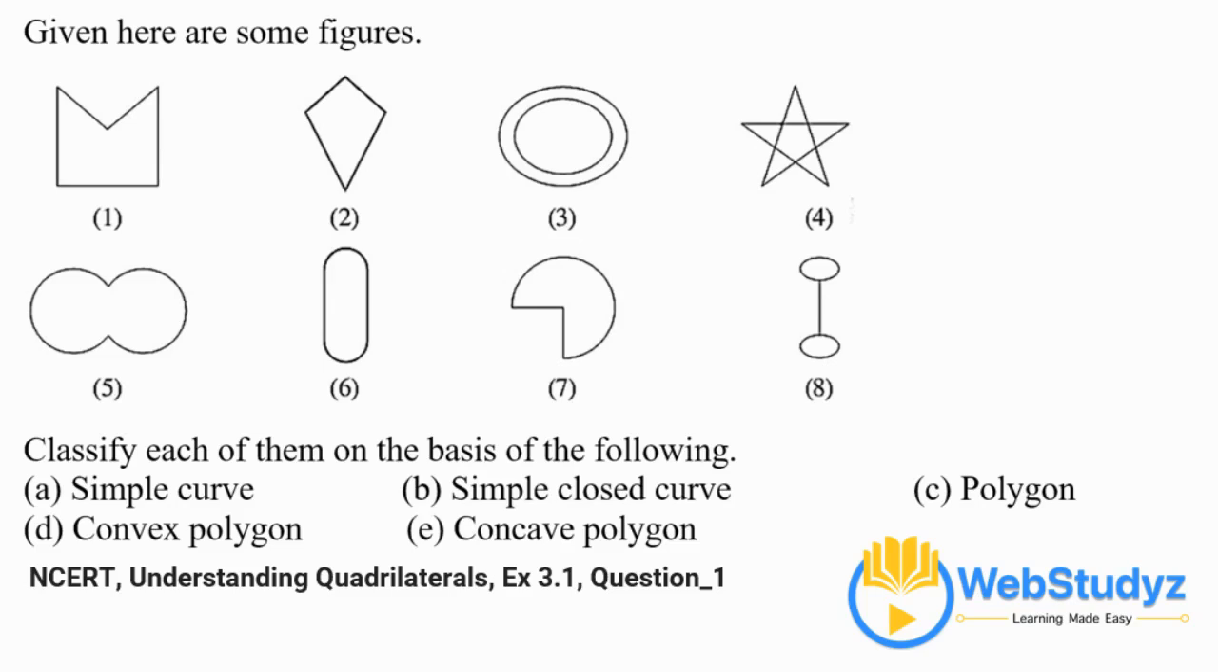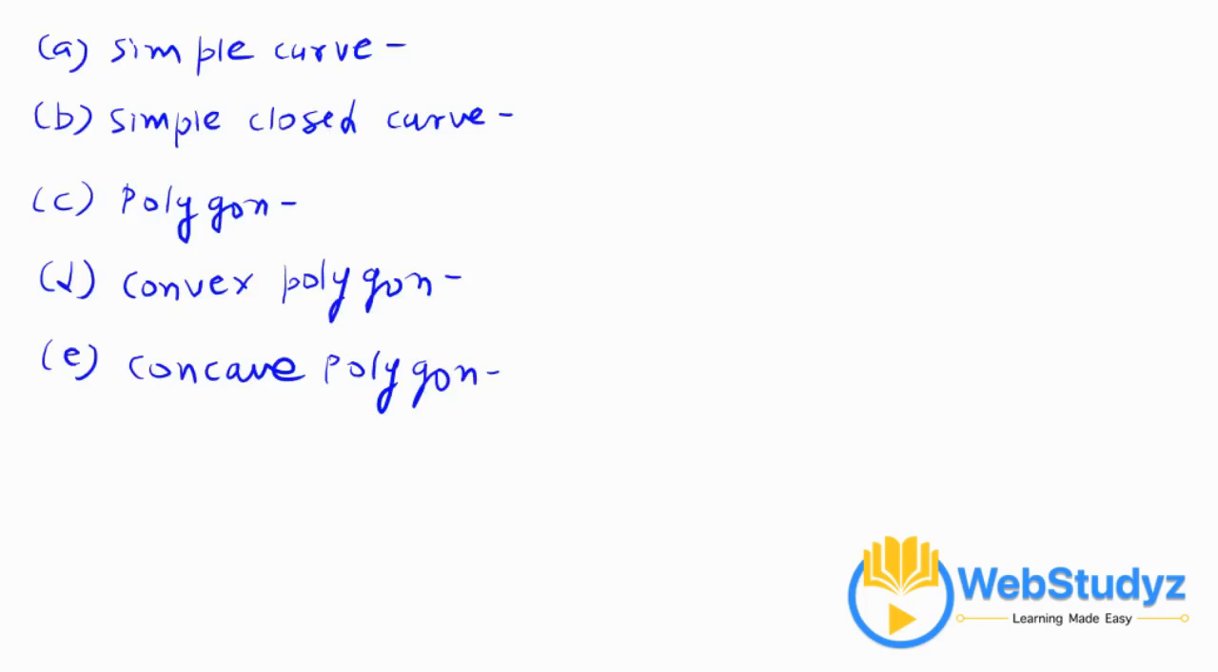Then we can easily say that 1, 2, 5, 6 and 7 are simple curves. Why? Because they are not intersecting itself. So we can simply write 1, 2, 5, 6 and 7 are simple curves.